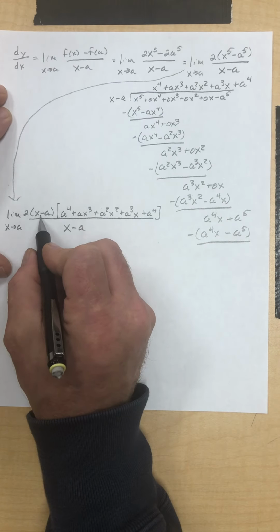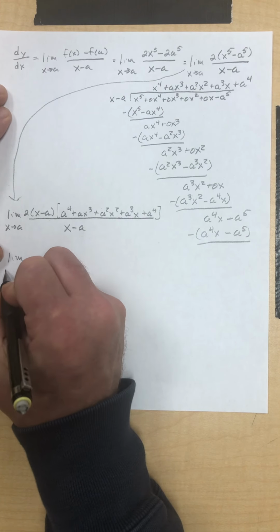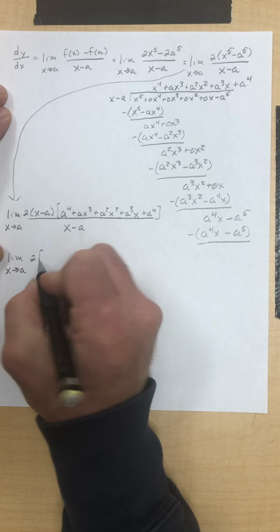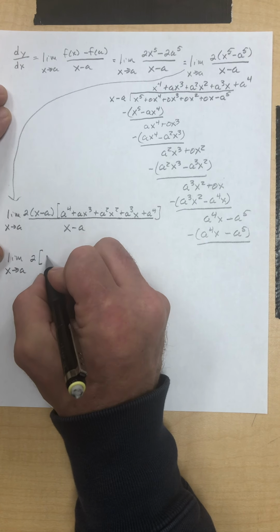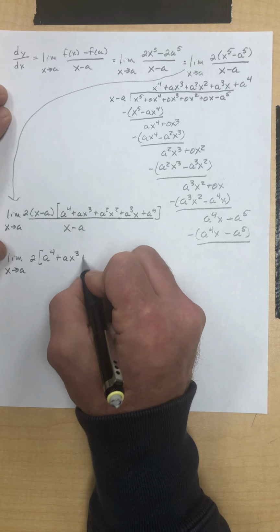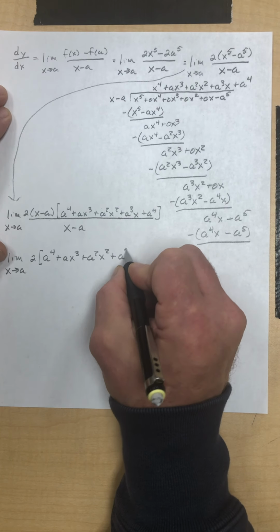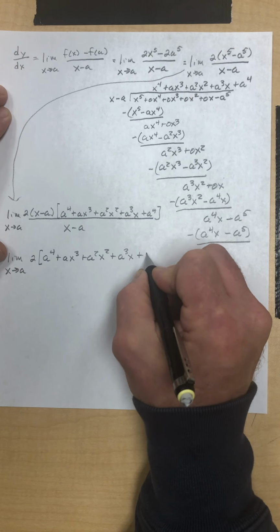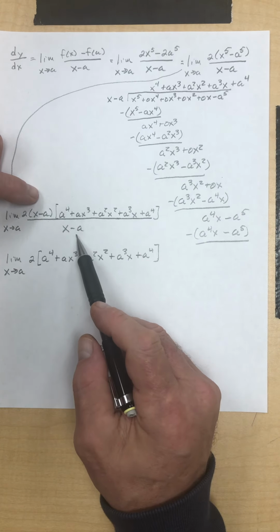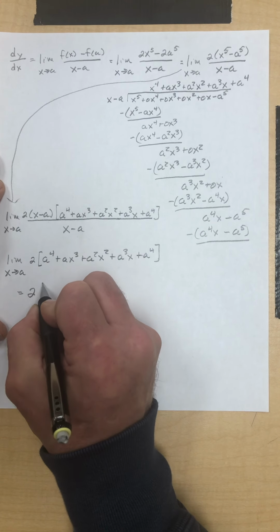And so notice that the x minus a's cancel. Okay, and so I get the limit as x approaches a. I've got that factor of 2, and then I have this long quartic: x to the 4th plus ax cubed plus a squared x squared plus a cubed x plus a to the 4th. Okay, so once we have these factors of x minus a divided out, now I can just go ahead and evaluate. Okay, so I've got that 2.